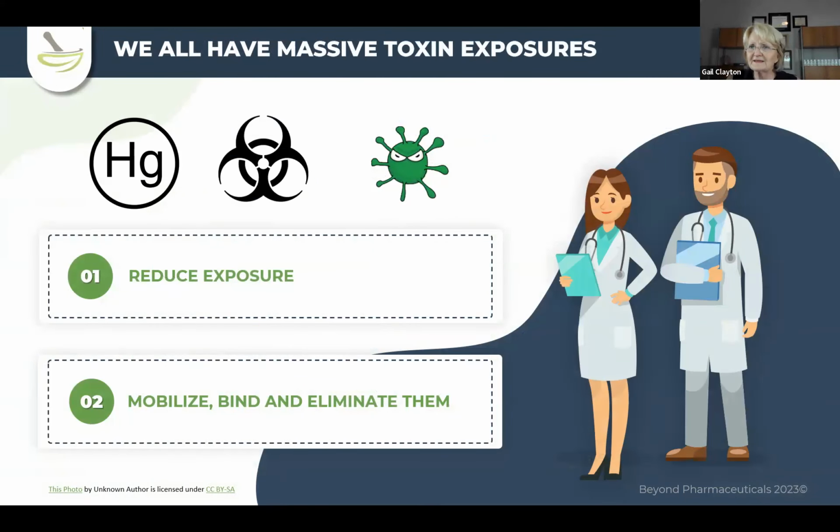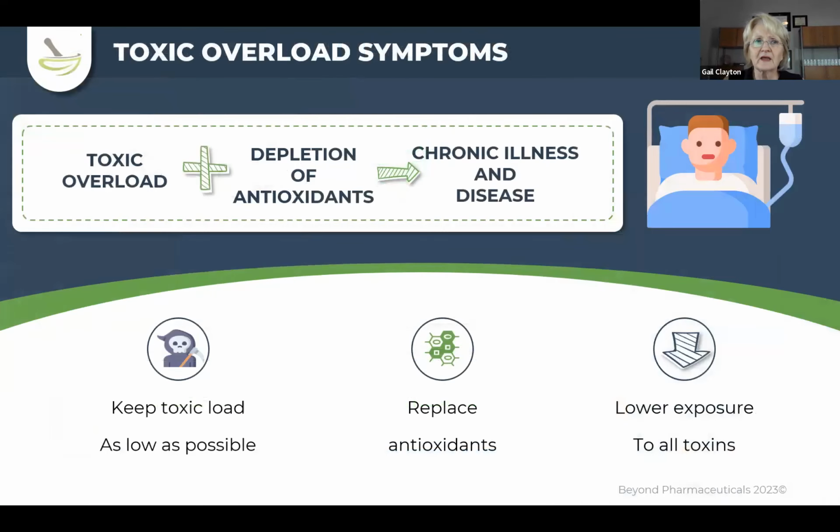We all have massive toxin exposures, so we want to reduce exposure first, right? And then we want to mobilize, bind, and eliminate them. You have to remember that when we're in toxic overload, we're going to be depleted of our antioxidants, and that's what sets off the chronic illness and disease. So we want to keep our toxic load as low as possible, replace all our antioxidants, and reassess your whole home and all the toxins. I mean, some things we don't have control over, but there's a lot of things we do.